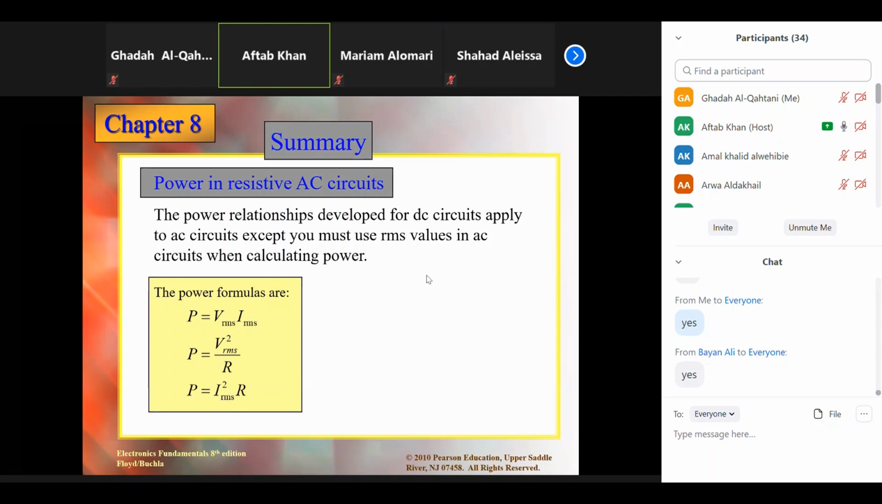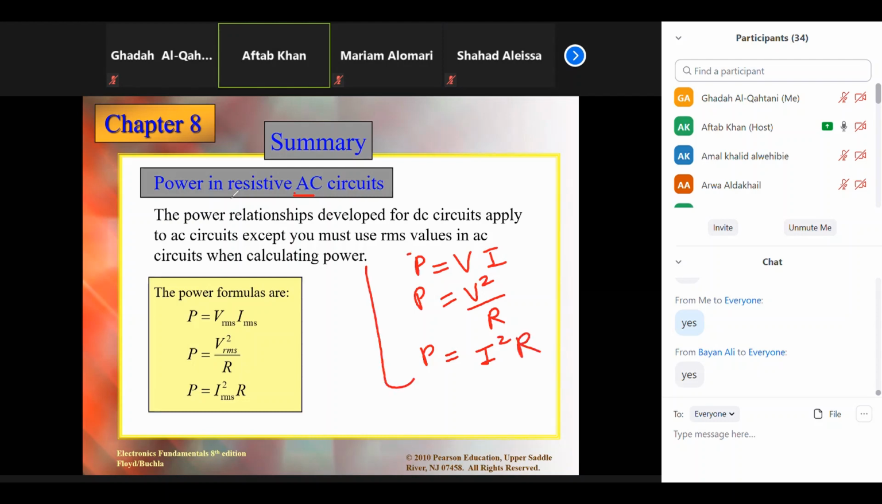Okay, so let's see here. This is about power in resistive AC circuits, alternating current circuits. Girls, hope you remember the formulas for power. What was that? For the DC circuit, we use P equals V times I. We also use V squared over R, or I squared times R. Three formulas for the power.